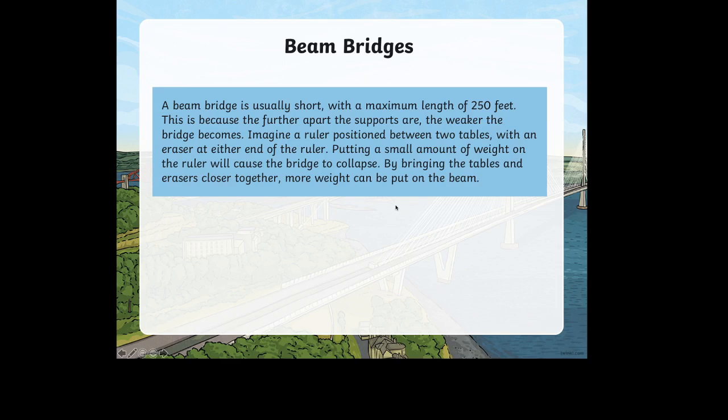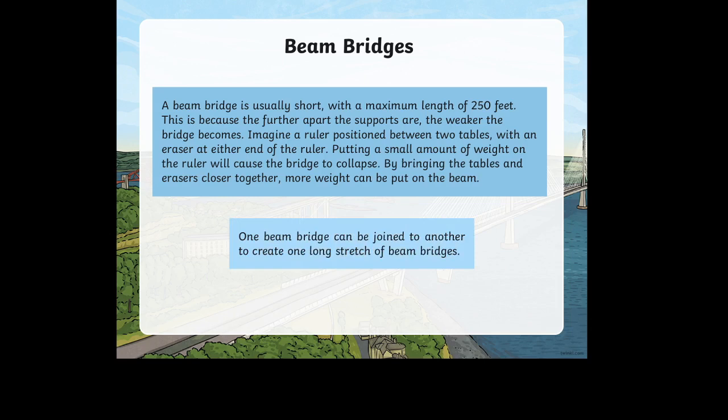A beam bridge is usually short, maximum of 250 feet, because the further apart the supports are, the weaker the bridge becomes. If it's a longer bridge, it wouldn't work. Imagine a ruler positioned between two tables with an eraser at either end, so like a rubber. Putting a small amount of weight on the ruler will cause the bridge to collapse. By bringing the tables closer together, more weight can be put on them. So the shorter the bridge, the better it is.